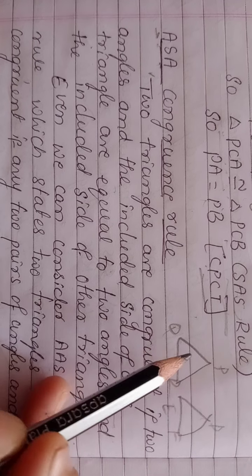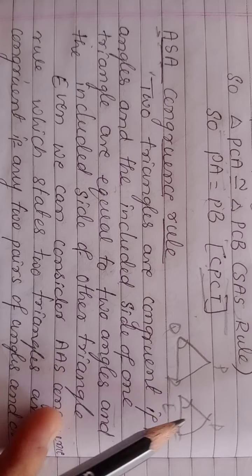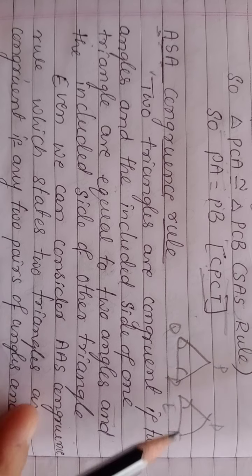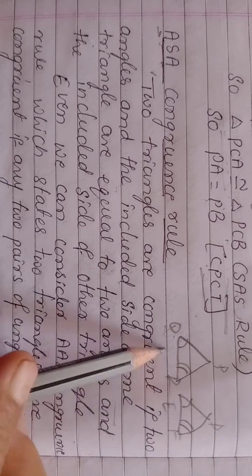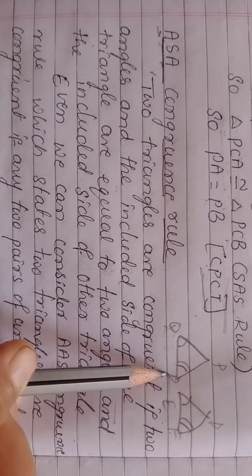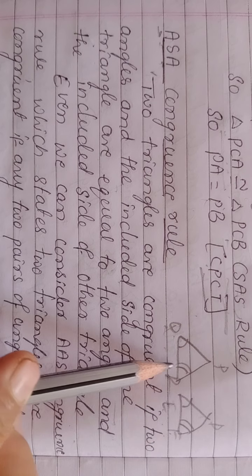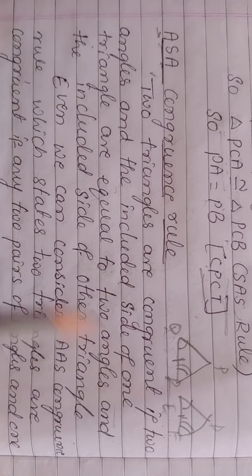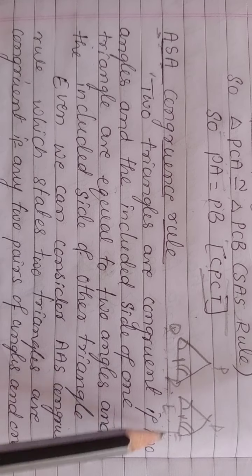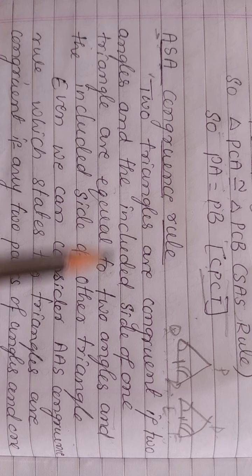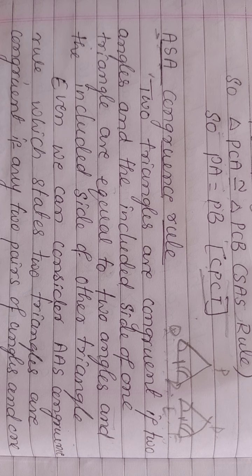So two angles: angle Q should be equal to angle E, and angle R should be equal to angle F. And on which side are these angles formed? On QR and EF. That means this side should be equal to this side. Then we can say that triangle PQR is congruent to triangle DEF. This is the meaning of this ASA congruency rule.